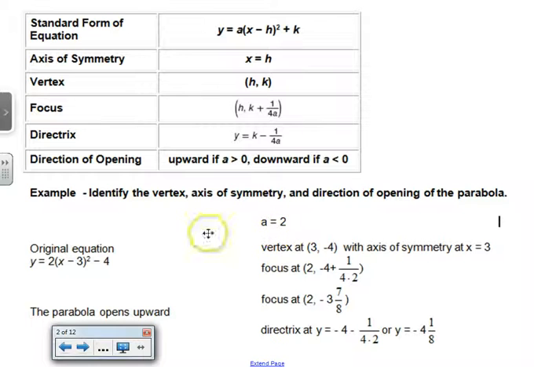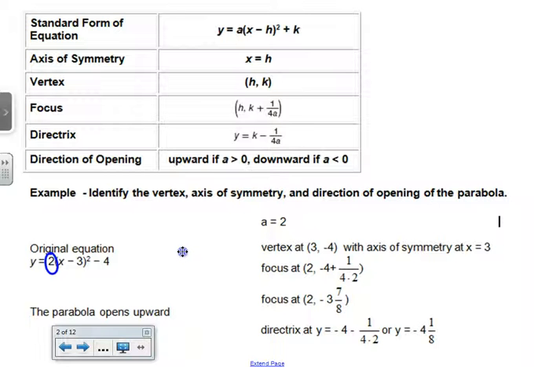The original form that we're going to look at for this parabola is in vertex form, 2 times (x minus 3) squared minus 4. Of course, the a value is the 2. That would be the number that's in front. The vertex is at (3, negative 4). And of course, the axis of symmetry is at x equals 3.